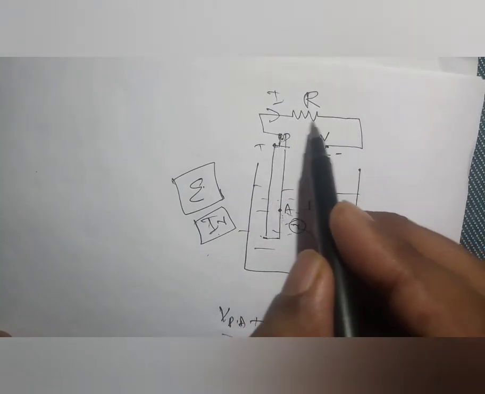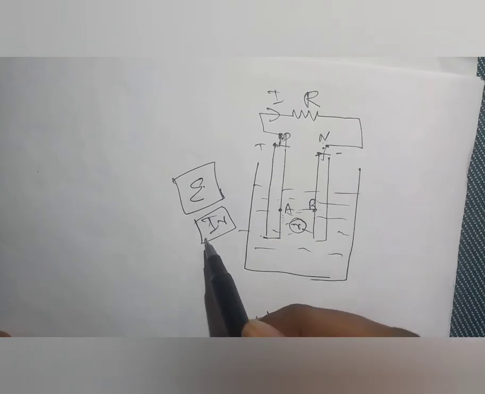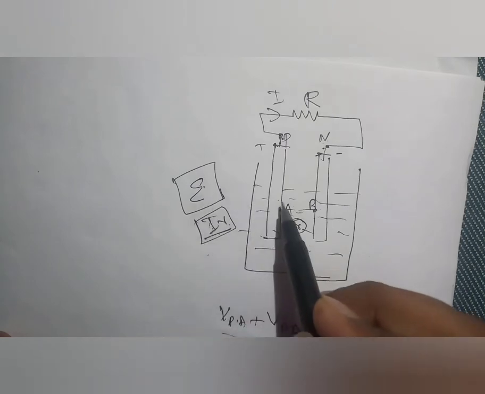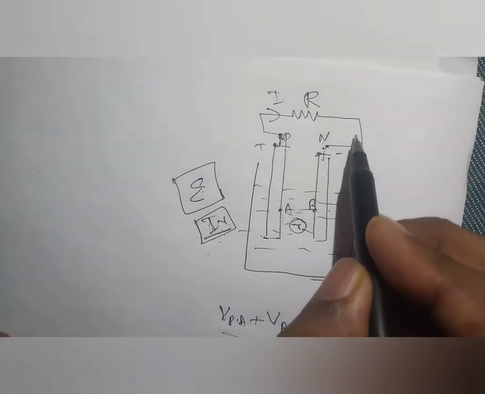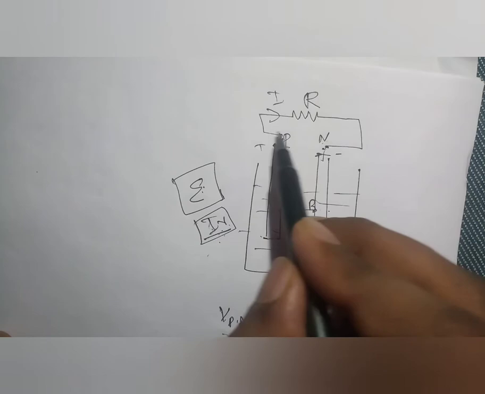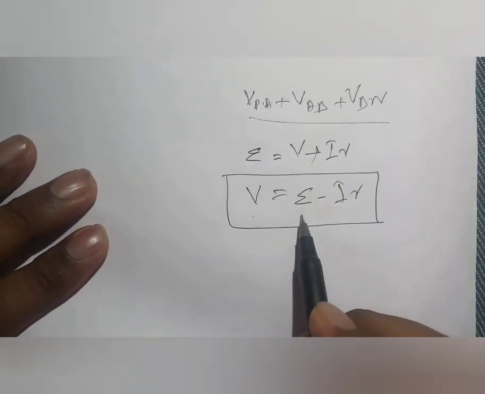Now if you connect this one, a current I will pass through that one. So that time inside we have a drop I into R. I think that is clear. So inside drop is I into R. So from this EMF, this much is dropped inside itself. And the remaining voltage is available outside across this resistance. So that will be dropped across the resistance. So we can write V is equal to E minus IR.